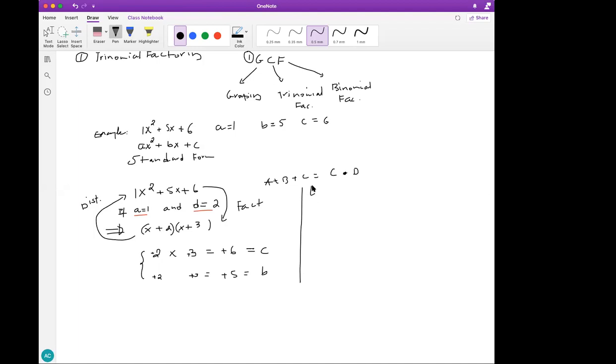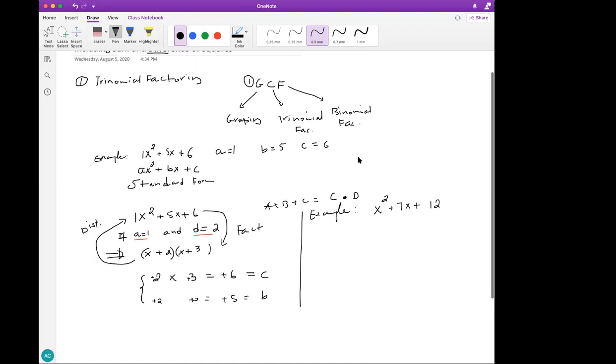Okay, so let's take another example. Maybe x to the second plus 7x plus 12. Again, we have this trinomial. We want to factor it. Always look for a GCF. Do we have a GCF or a common factor here for these 3 terms? Do you see a common factor there?